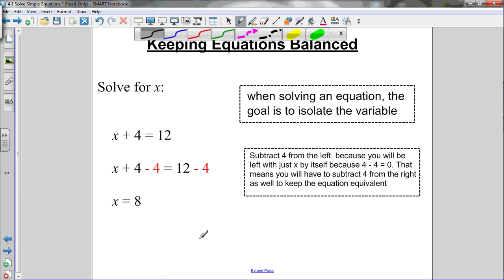And that makes sense, because if x is equal to 8, then 8 plus 4 is 12. So 8 is the value of x that makes this equation true. And I determined that by isolating x, getting x all by itself on one side of the equation, and the other side of the equation told me what x is equal to. So let's do a couple examples.